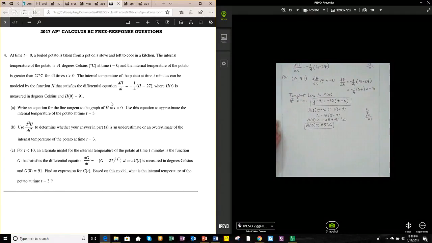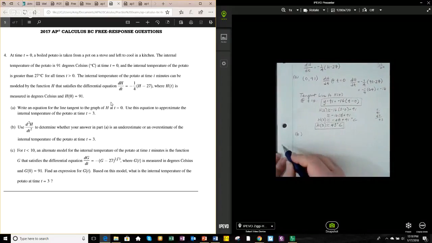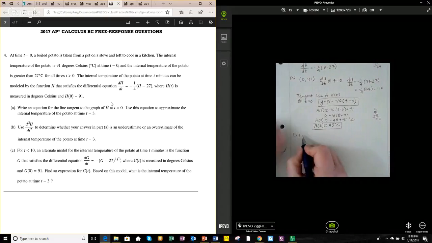All right, part B. Use the second derivative to determine whether your answer in part A is an underestimate or an overestimate. Okay, so remembering that if tangent lines are above, then it's an overestimation. If tangent lines are below, that's going to be an underestimation. So we need to know its concavity.